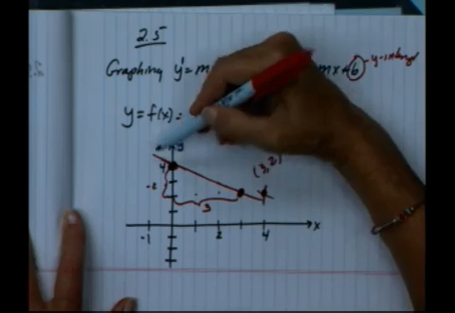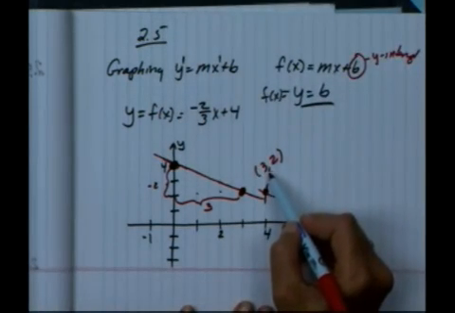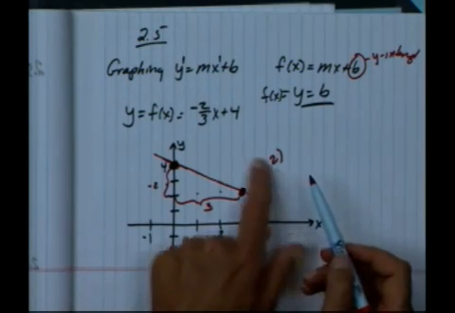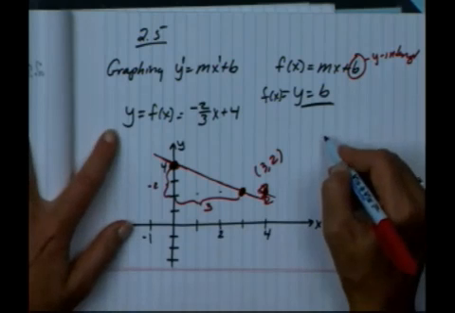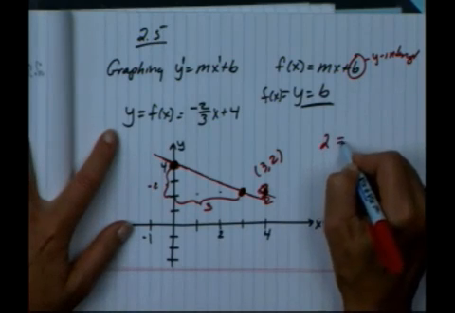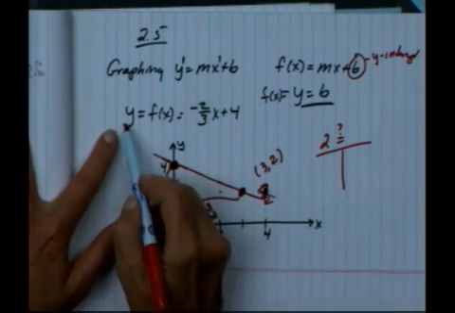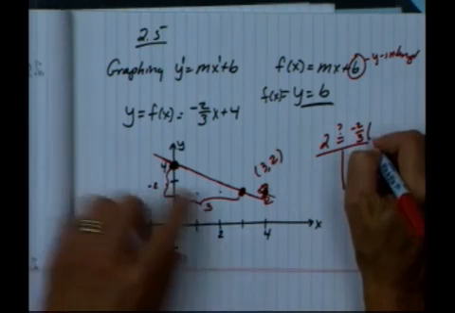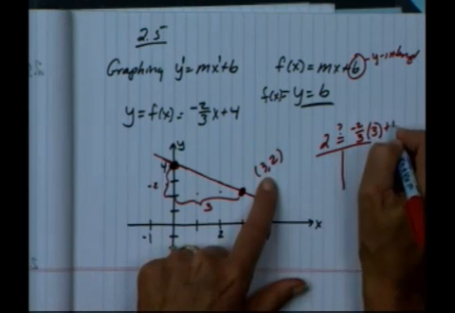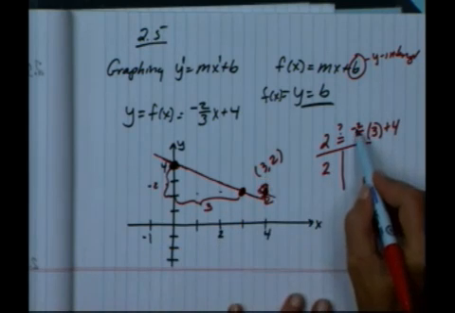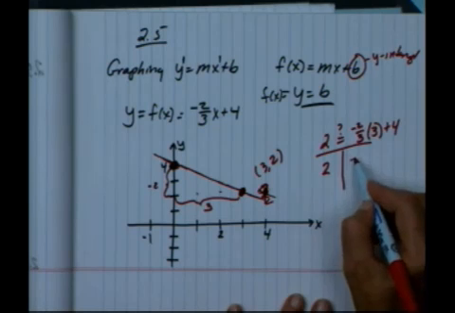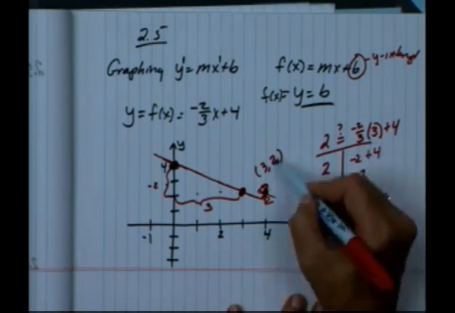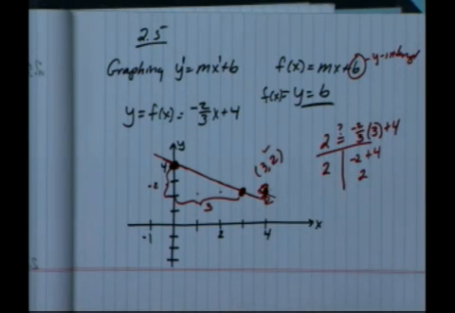Now how can I check very quickly to make sure that I didn't make a mistake? We can substitute in here to make sure that's true. Remember, you say, is 2 equal to, I put that in for y, negative 2/3 times the x, which is 3, plus 4. Negative 2/3 times 3 is negative 2. Negative 2 plus 4 is 2. So it checks, so we know we have the correct point.